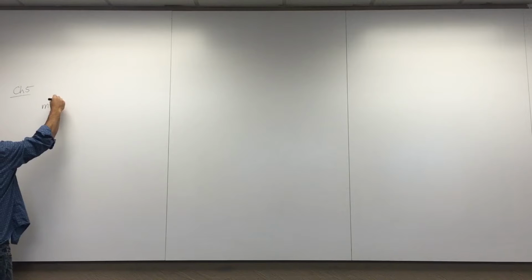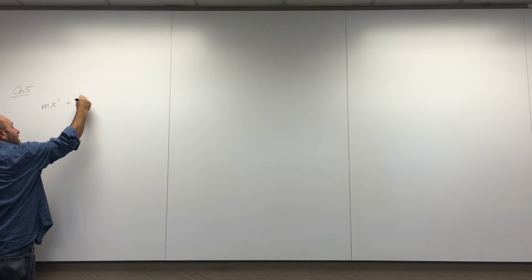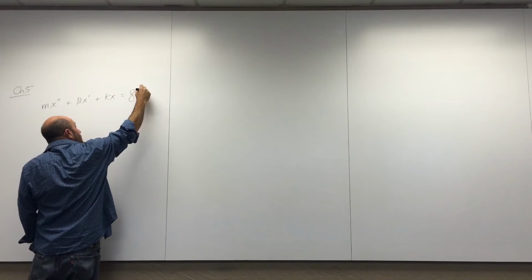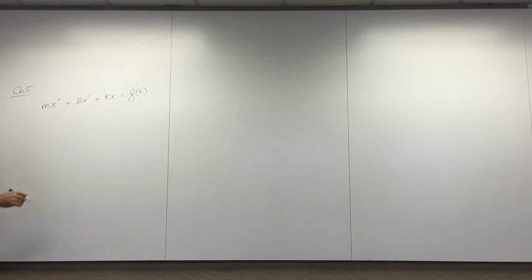So when we eased into chapter 5, what I did last week while we were still in chapter 4 was we derived this equation, mx double prime plus beta x prime plus kx equals f of t, for what we set up as a mass hanging from a spring from the ceiling, and you pull that mass and set it in motion.